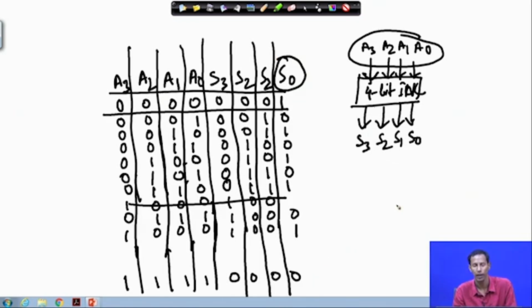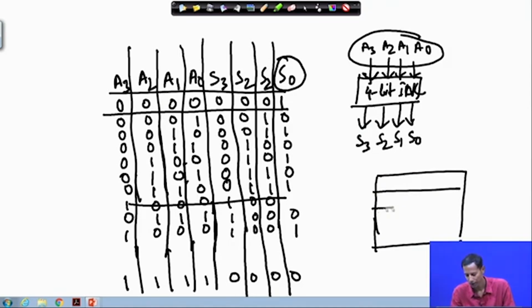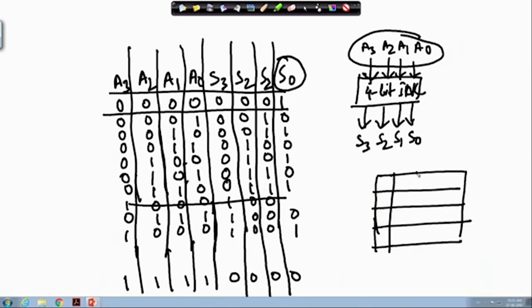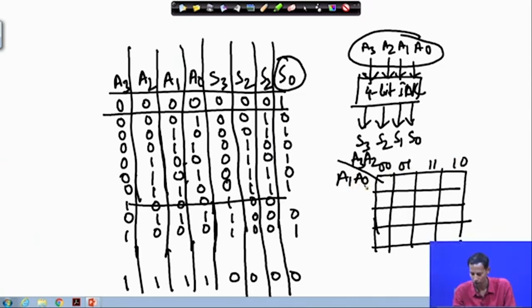what do I have to do? I have to put the Karnaugh map. Here this is A3, A2, this is A1, A0. So this is 0 0, 0 1, 1 1, 1 0, 0 0, 0 1. For 0 0, this is 1. For 0 0 0 1, this is 0. For this is 1, this is 0.